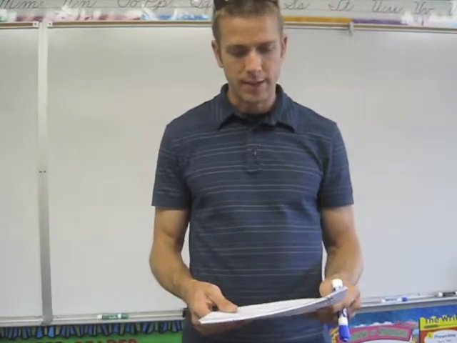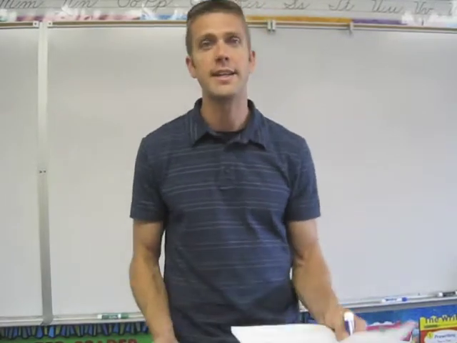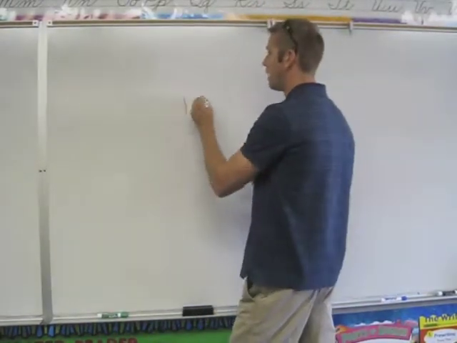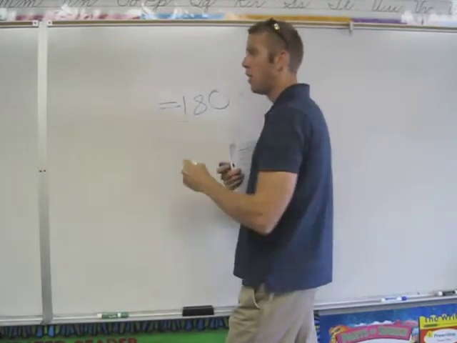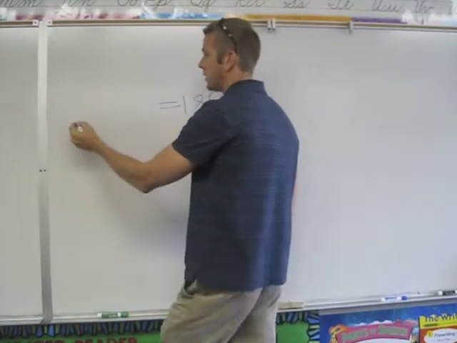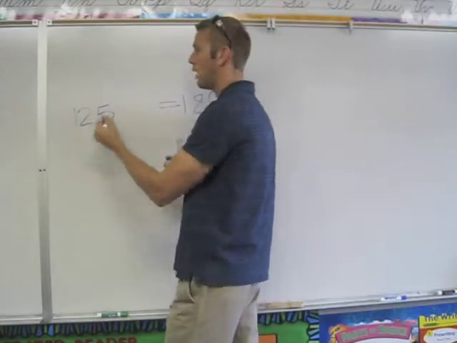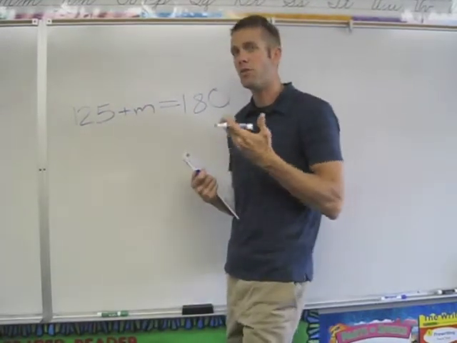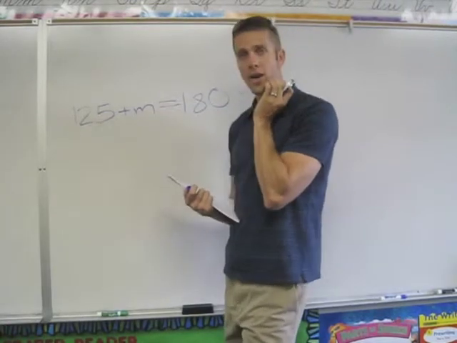Let's set it up like this. We know that there's 180 steps in all, so we know the T, the total, right? So there's 180. We know that there's 125 that she's walked, plus we're missing the more. How many more steps will it take her to get to the 180?